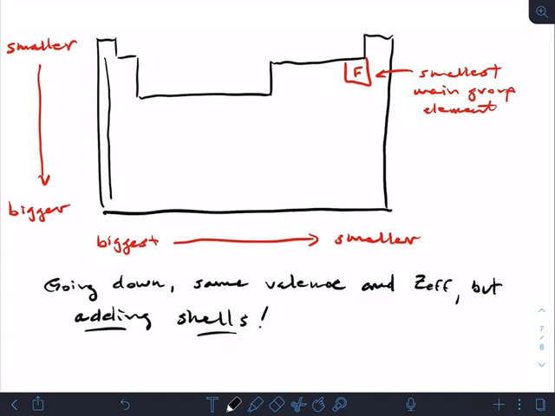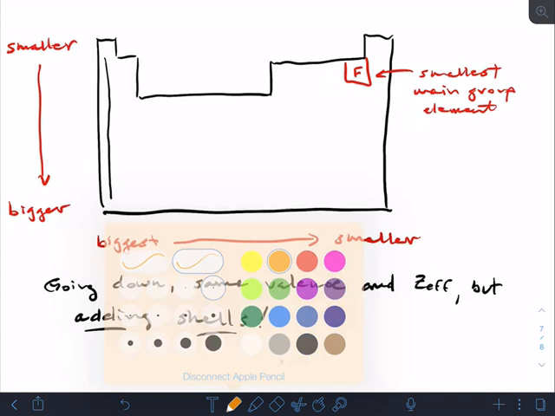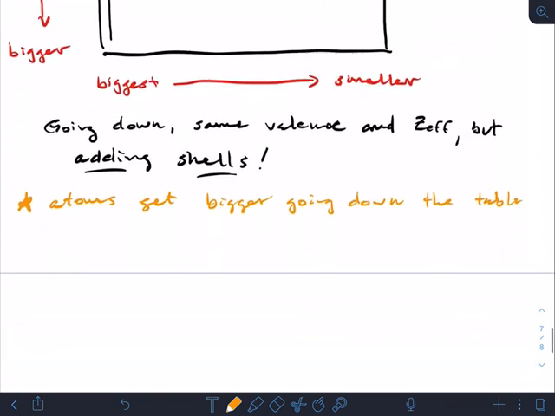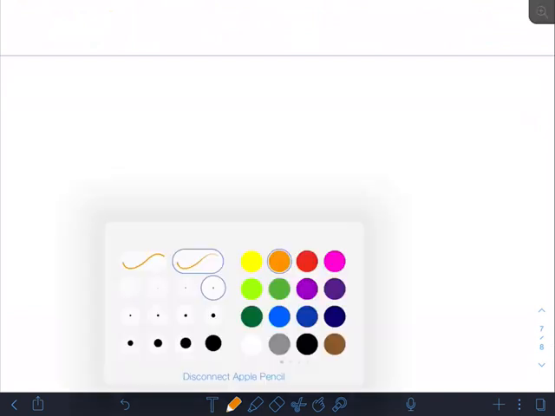But we're adding shells. And that's the important part about size getting larger going down the table: we're adding shells. We go from a 1s to a 2s to a 3s to a 4s to a 5s to a 6s, and everything underneath there. Like I said earlier in this lesson, the higher the n value, the larger the orbitals. So the moral of the story is that atoms get bigger going down the table. It's by virtue of the same Zeffective, but just adding shells. We're not doing anything to the attraction. The attraction is staying roughly the same, but we're just adding layers to our onion, so to speak.